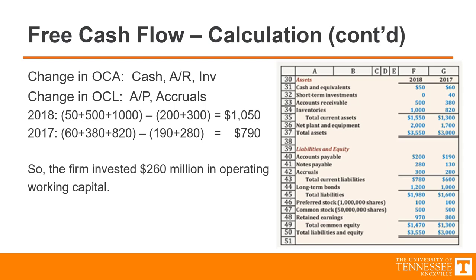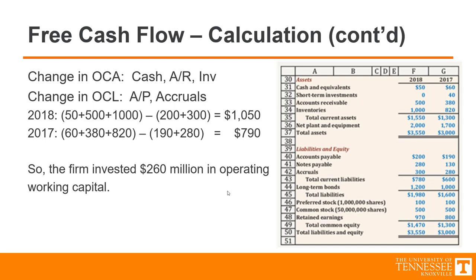So let's look at what's going on with free cash flow here, and particularly the investment in operating working capital. In 2018, the most recent year, we look at the operating current assets. That's going to be the cash over here, the receivables and the inventories. Together, that's this portion right here, 1550. We subtract the operating current liabilities, the accounts payable, and the accruals. So we're taking away 500 from that. And the net operating working capital for 2018 is 1,050.